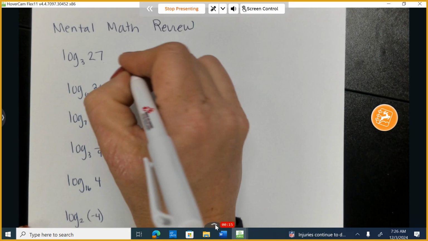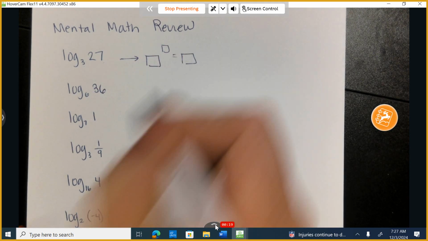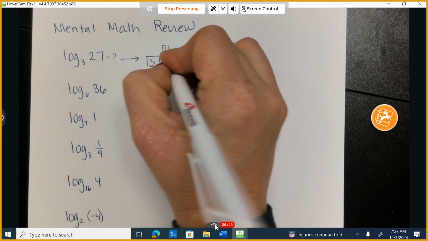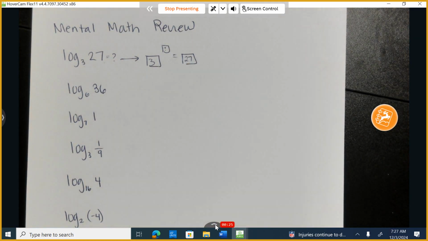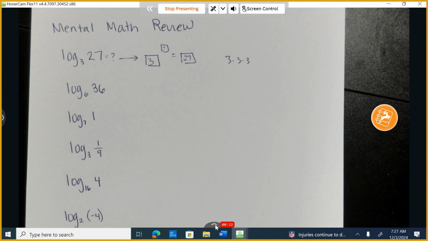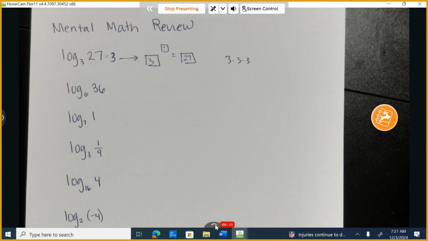Mathematically, I'm thinking to myself, if I want to write this in exponential form, if that helps you to evaluate this, it's 3 raised to some unknown value equals 27. So 3 raised to what number equals 27? That's not 3 times something, it's 3 times itself. How many times? 3 times 3 is 9, 9 times 3 is 27. So this evaluates to 3.